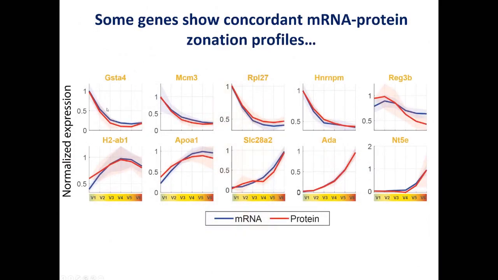So here you can see the zonation profiles of both the RNA and protein for some genes, RNA in blue, protein in red, from the bottom of the villus to the top. And you can see that there's a very nice correlation for some of these genes, like RPL27, a ribosomal protein. Ribosomal proteins go down at both the RNA and protein level. REG3B, this defensin antimicrobial peptide, is secreted from the bottom of the villus. It's zonated towards the bottom of the villus, both at the RNA and protein level. And these tip enterocyte immunomodulatory programs also show correlated RNA and protein behavior.